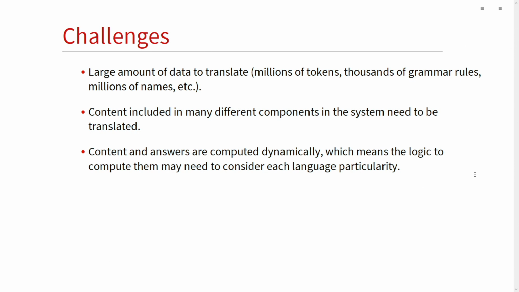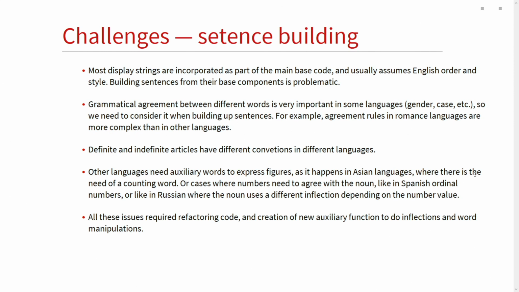So we need to work in many, many places to have a complete product. And of course, how we compute dynamically the answers is something that we need to consider in each language by itself. For example, about sentence building. We need to build a sentence, and usually in English we put the words together, and it works fine. But in other languages we need to be more careful. You need to agree between the gender, for example, of the subject, the verb, the verbal phrase, etc. You need to agree between the adjectives and the nouns. Also, the use of a definite or indefinite article may be different in different languages. So that's something to consider when building the sentences.